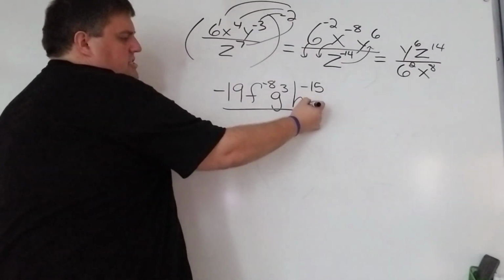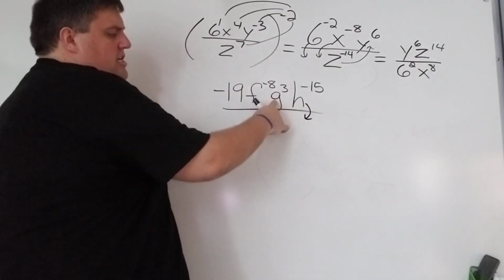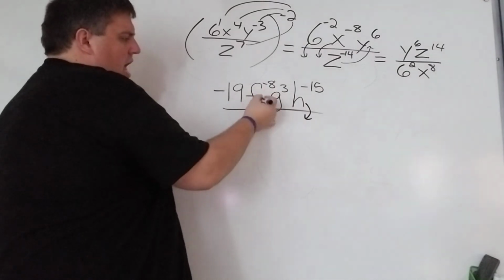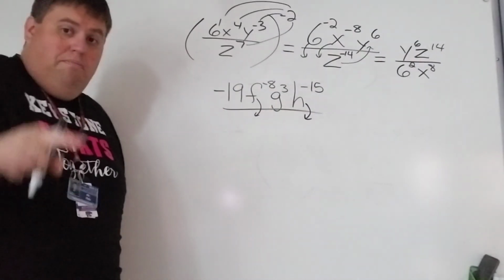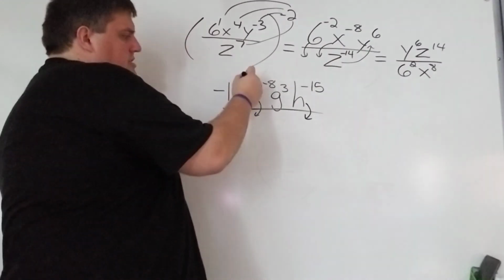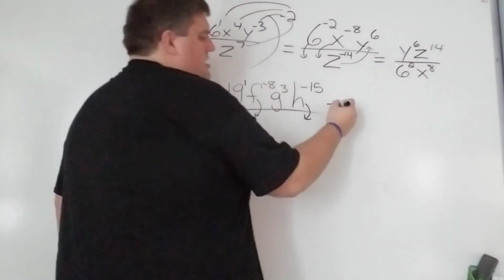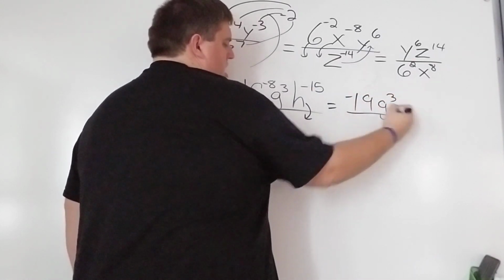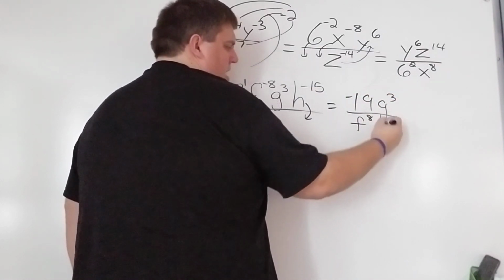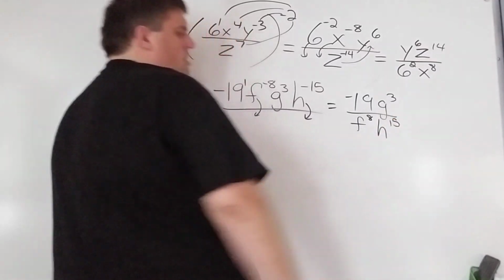So the H has a negative exponent, it would need to move that. G is okay, because it's positive. F has a negative exponent, I need to move that. Negative 19, remember just like that one earlier, be careful, keep it there, because it really has a positive 1. So we're going to have negative 19 on the top, G to the 3rd, and then we're going to move F to the 8th on the bottom, H to the 15th on the bottom.